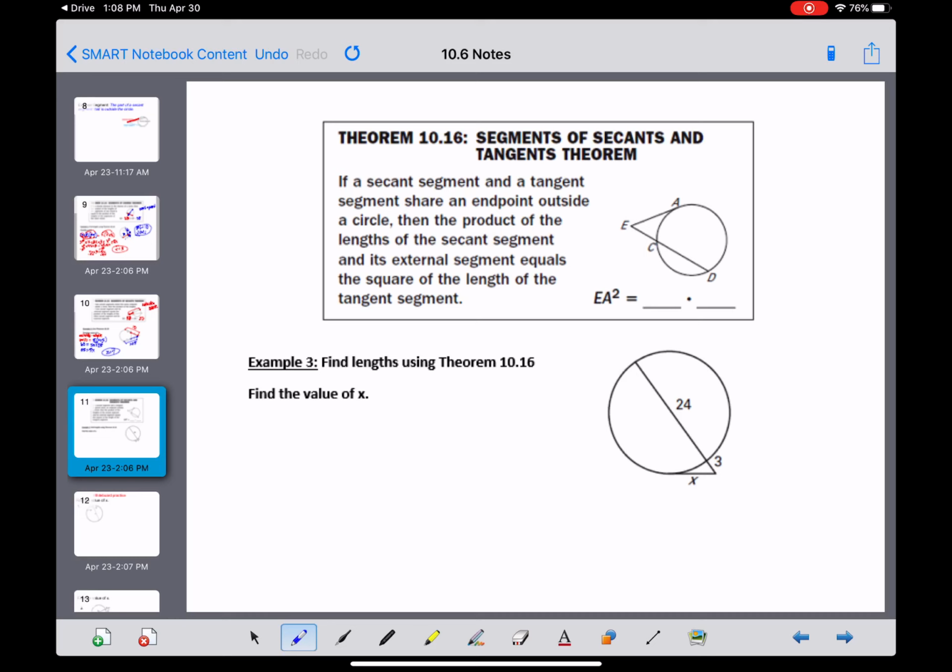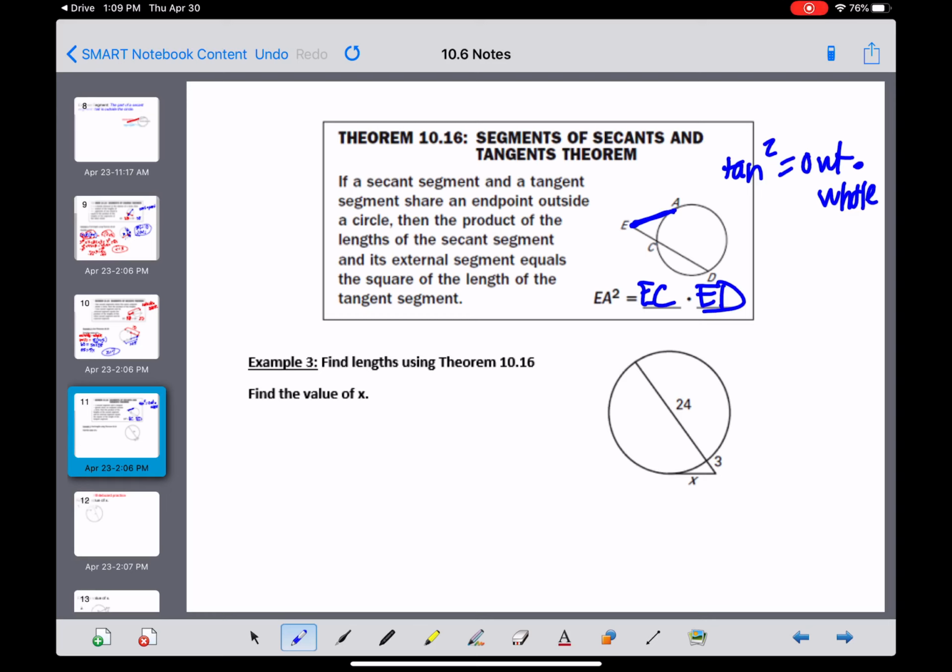Okay, and then our last theorem is very similar to that second one. Now we have a secant segment and a tangent segment. So the tangent segment, the outside part is the same thing as the whole thing. So you just take it times itself. So it's squared. So the tangent part is squared, and then the other part is still outside times the whole. So you would have EC times ED.